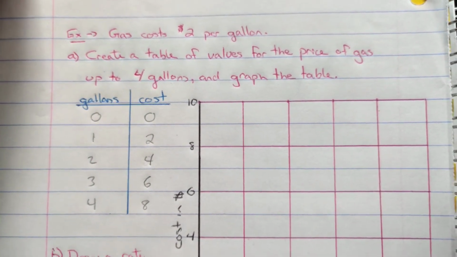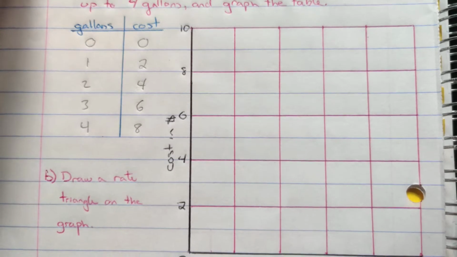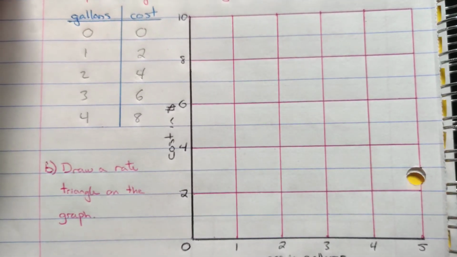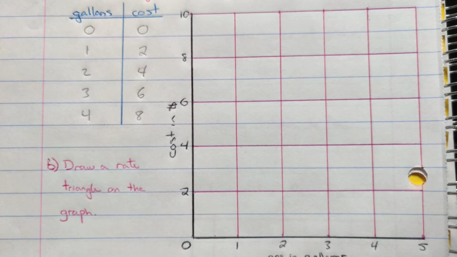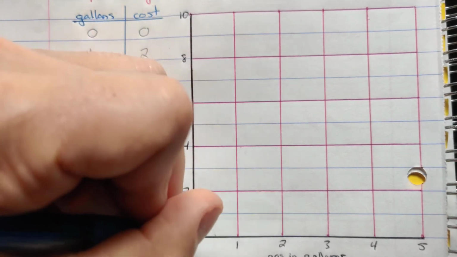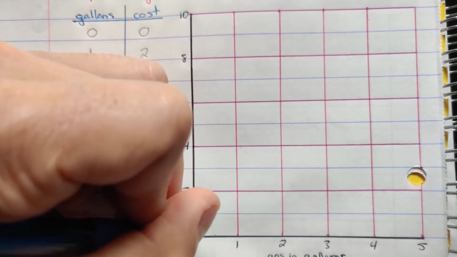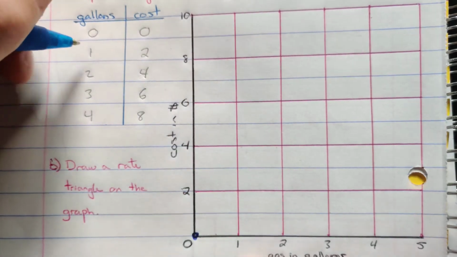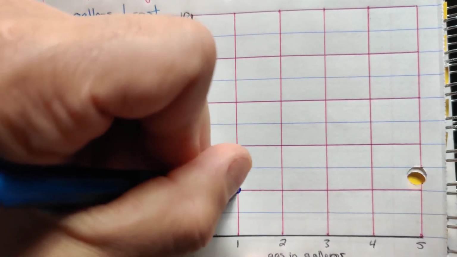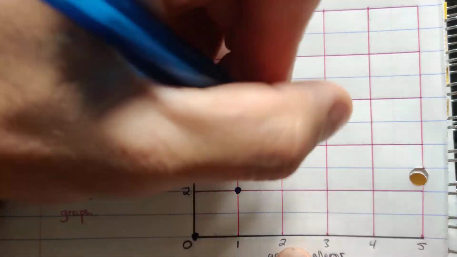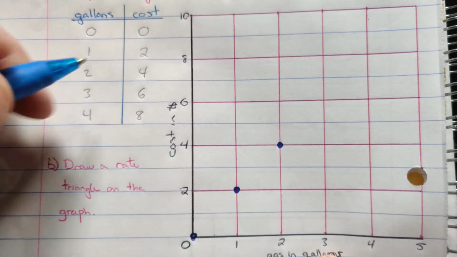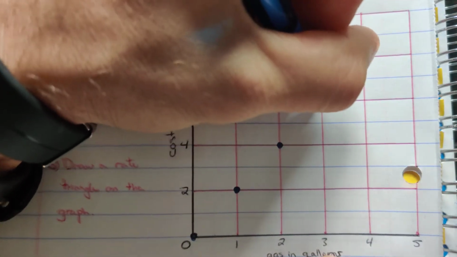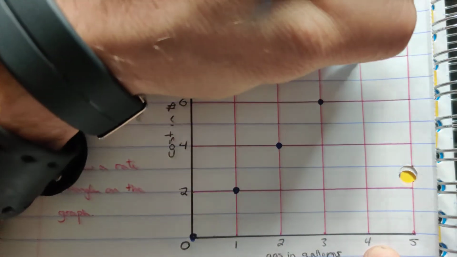So there's our table of values, and now we want to graph that. I'm going to use a blue pen here just to make it stand out. So 0, 0 is my first point. Then 1 and 2, 2 and 4, 3 and 6, and 4 and 8.